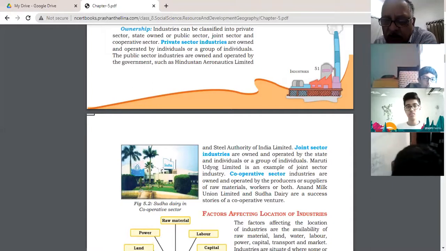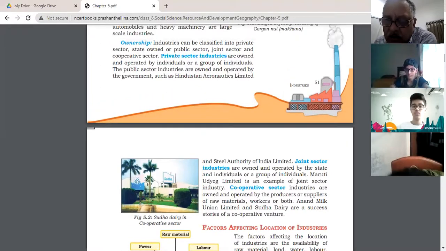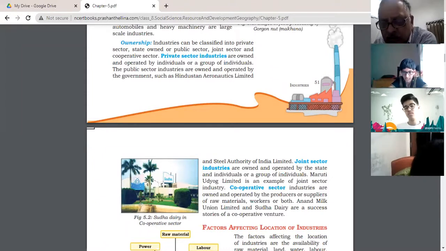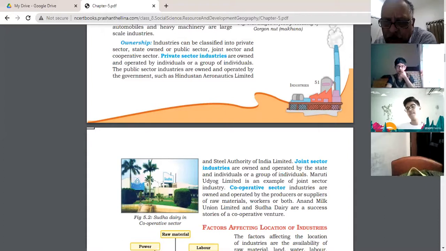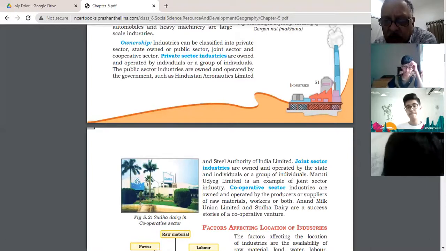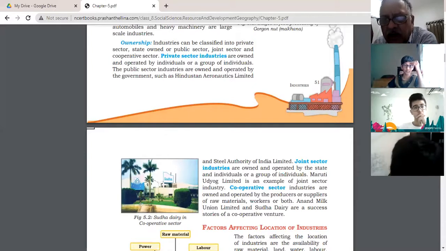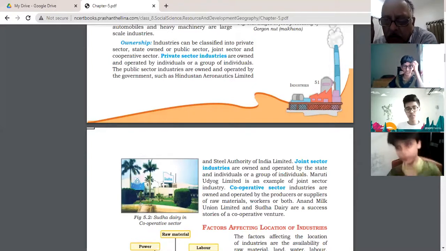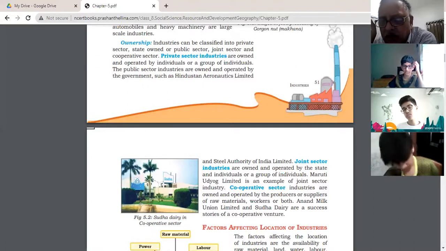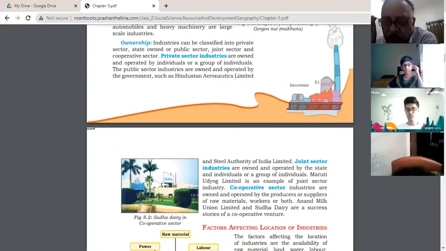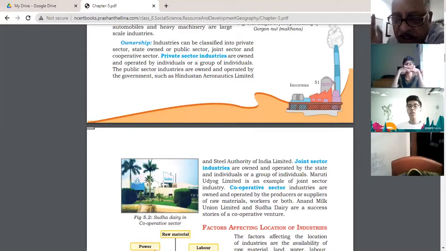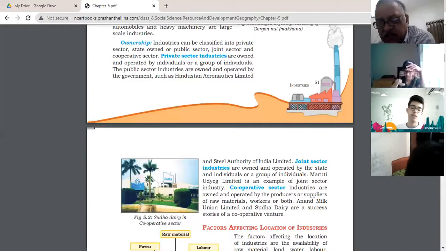Example, Anand Milk Union Limited, that is Amul Dairy in Gujarat, and Sudha Dairy in Delhi. These are the cooperative ventures. You will see in India, many stores are there, cooperative stores, which are supplying important items like vegetables, milk, and other products at a lower rate than the market. What you are getting in the market for 5 rupees, in the cooperative sector you will get at 3 or 3.5 rupees, because they are getting directly from the suppliers, from the industries, from agriculture, from the producers. Directly they are getting it, so their profit is less and their price is less in comparison.